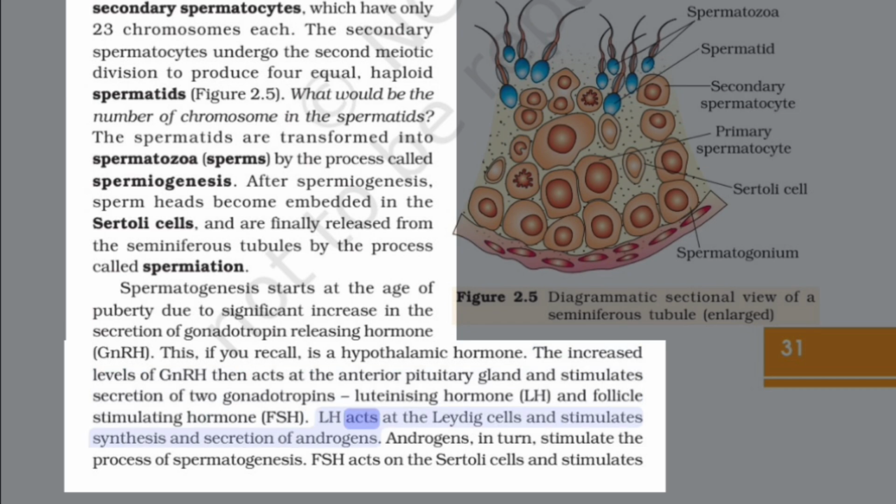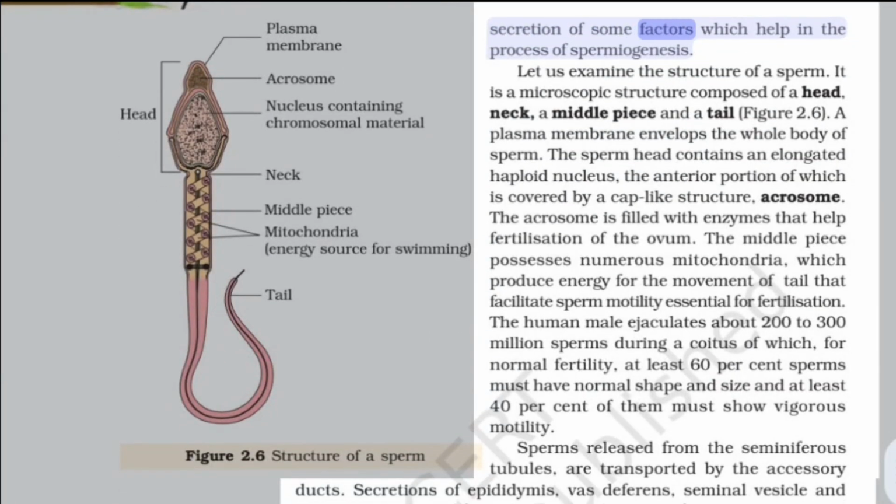FSH. LH acts at the Leydig cells and stimulates synthesis and secretion of androgens. Androgens, in turn, stimulate the process of spermatogenesis. FSH acts on the Sertoli cells and stimulates secretion of some factors which help in the process of spermiogenesis.